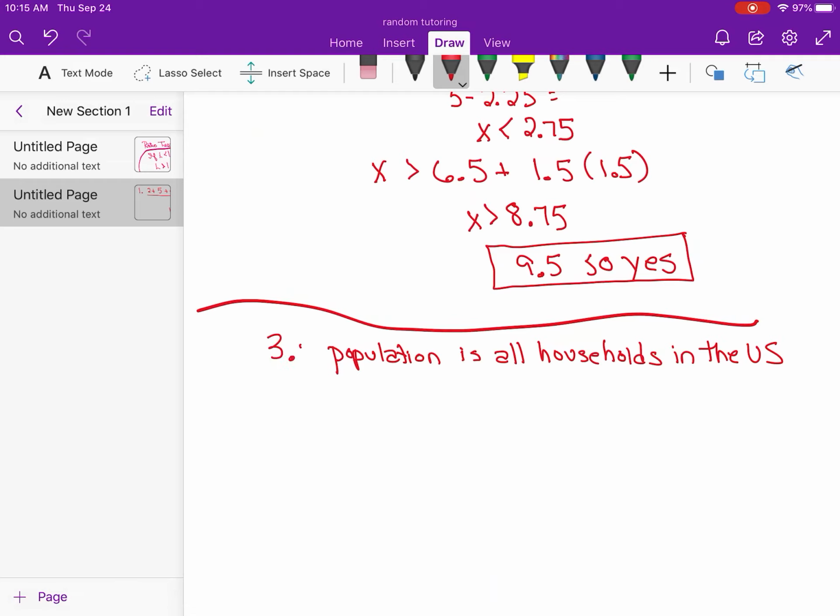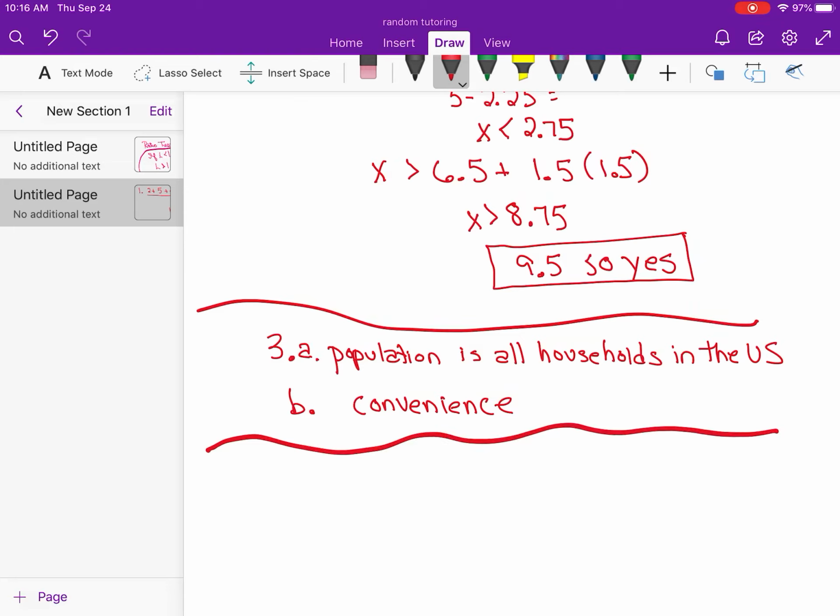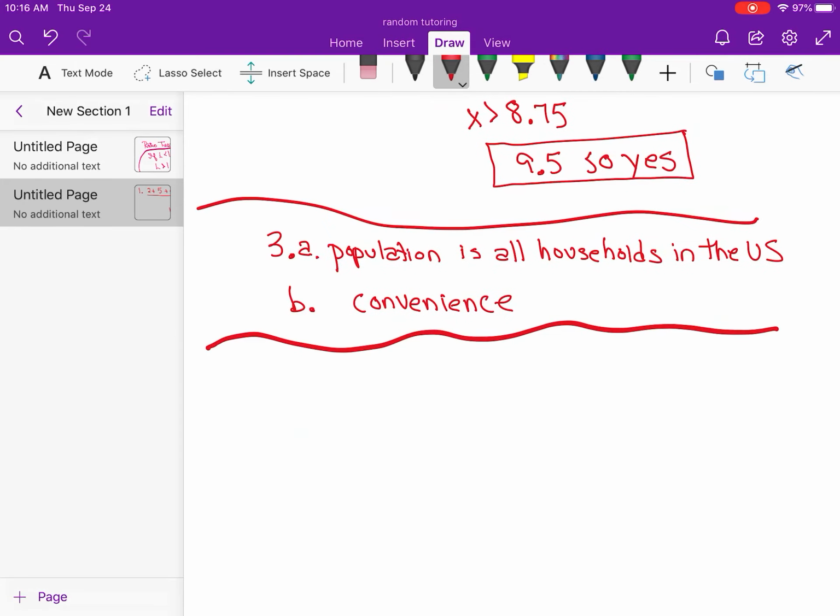So that is part A. And then part B, what is the sampling? Well, I'm sampling the people at work. So that's just convenience, because I see these people every day and it's right here. I didn't want you to get too confused with that. Most of you figured that out. But then my colleagues at work are the sample. The population is all U.S. households. Okay?